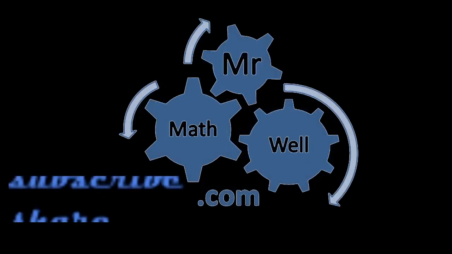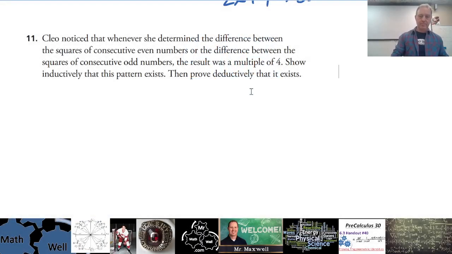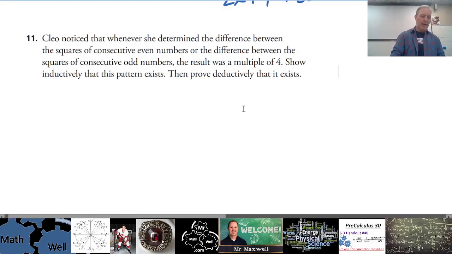All right, number 11. What section is this on? 1.4. Okay. Foundations of Math 20, 1.4. This is number 11. Great question for us to look at.